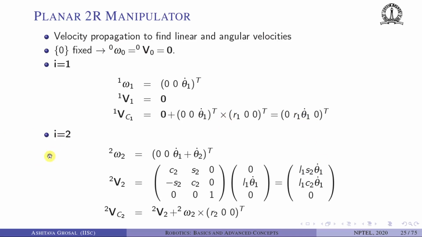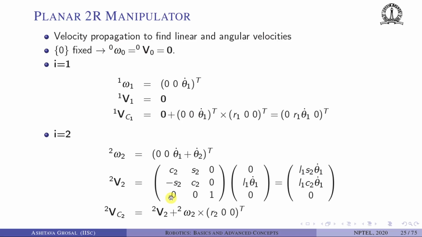Then for i equals 2, again we can substitute in the propagation equation for angular velocity and we get 2 omega 2 as 0, 0, theta 1 dot plus theta 2 dot, transpose, along the z-axis. The x and y components remain zero because this is planar motion. The linear velocity of the origin of the second link can be obtained again using the propagation equation, and it turns out to be the matrix [C2, S2, 0; minus S2, C2, 0; 0, 0, 1], which is a rotation about the z axis, times [0, L1 theta 1 dot, 0]. If you carry out this multiplication, we get L1 S2 theta 1 dot, L1 C2 theta 1 dot, 0. This makes sense, because the origin of the second link is at the end of the first link.